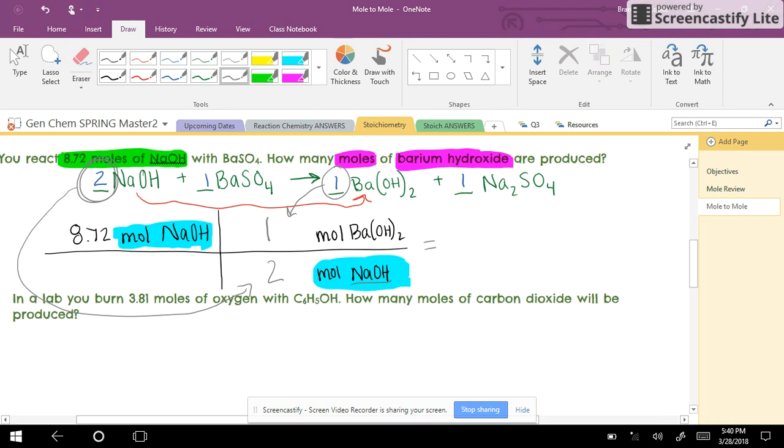I don't have a calculator right now, but whatever 8.72 divided by 2 is, that's what we would get as our answer, and it would be moles of BaOH, barium hydroxide. And that's it.